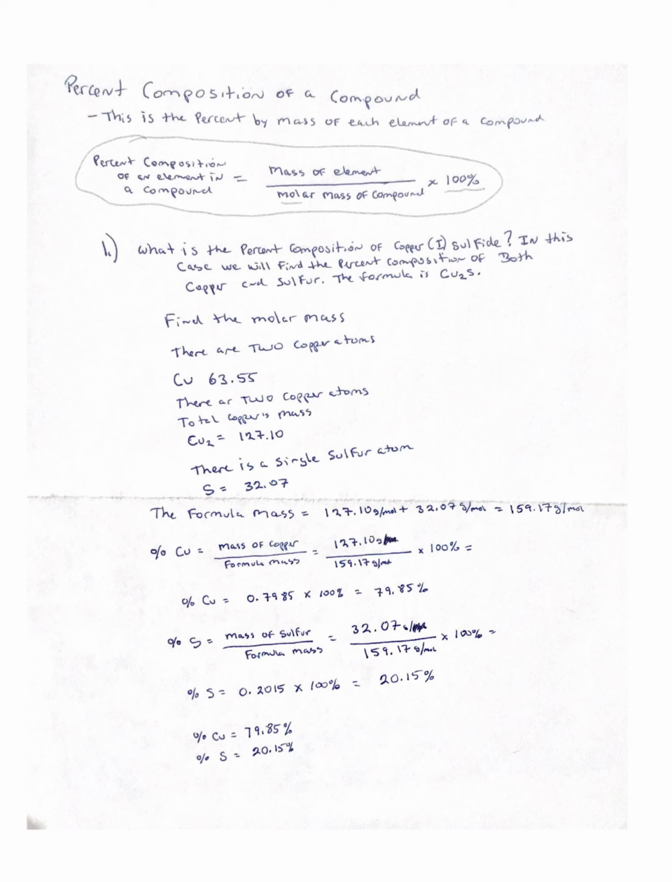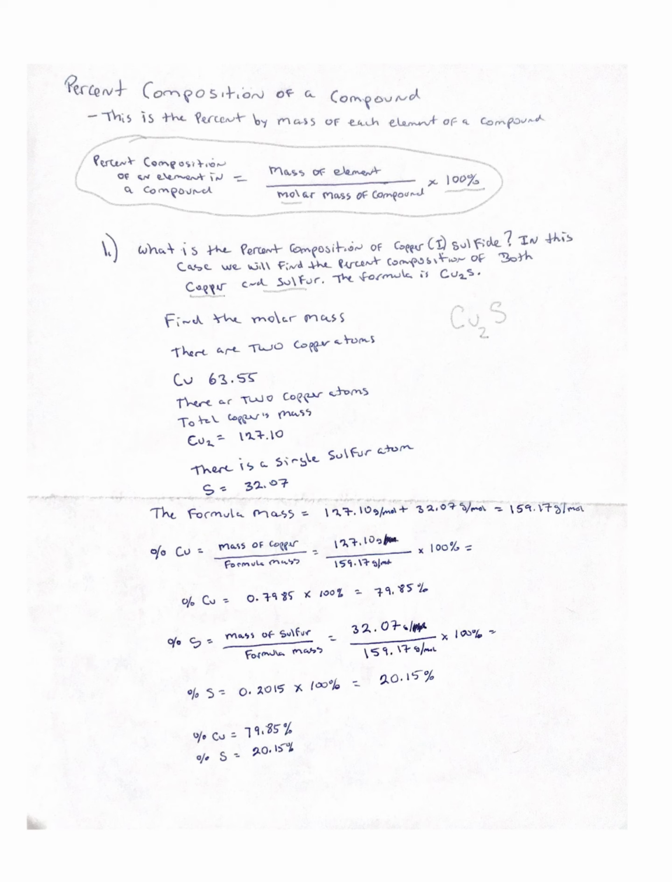So let's look at a problem. What is the percent composition of copper sulfide? In this case, we will find the percent composition of both the copper and the sulfur. And the formula for copper sulfide is Cu2S. So there's two coppers and one sulfur. So we need to find the formula mass.